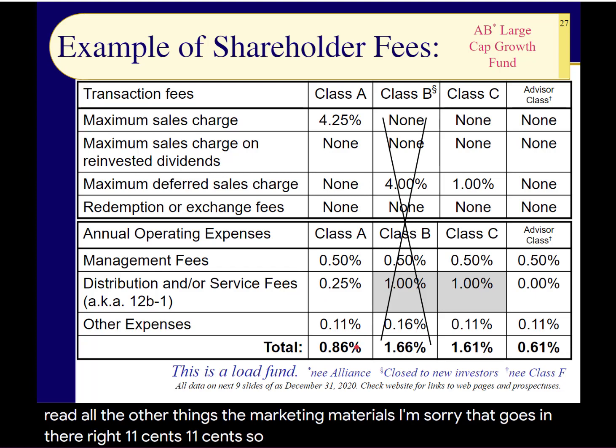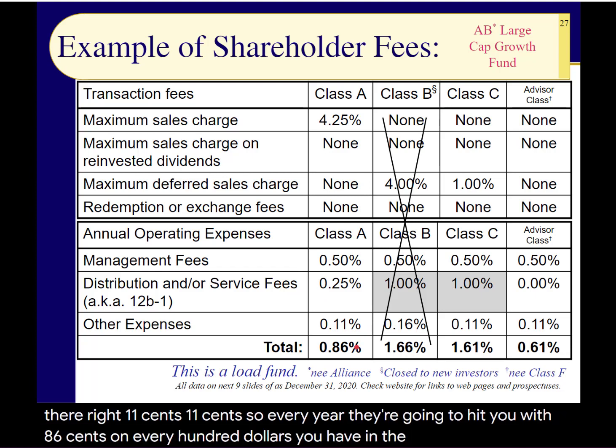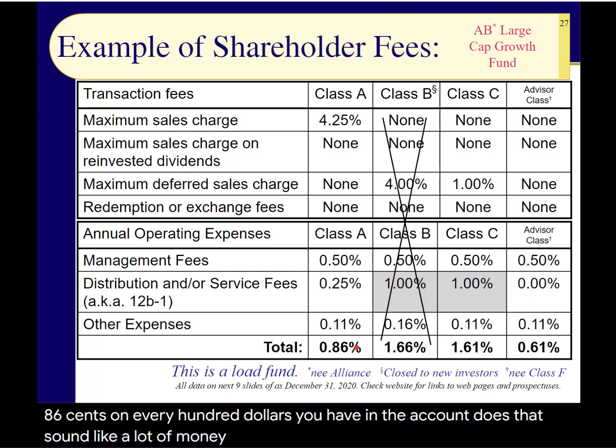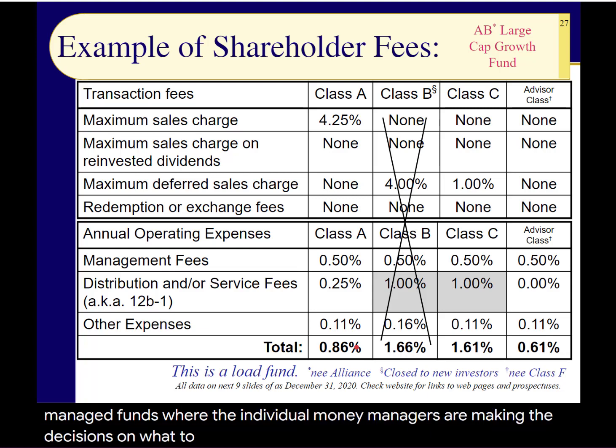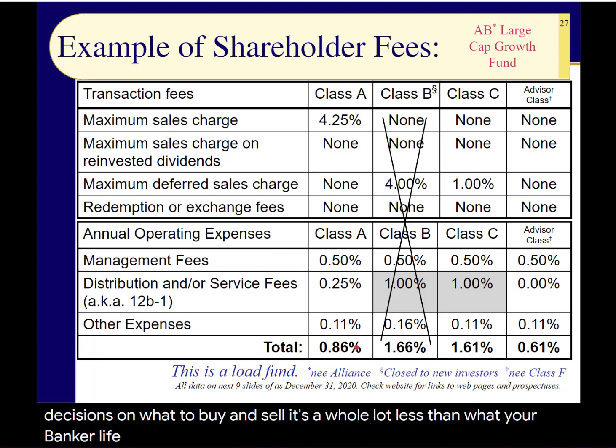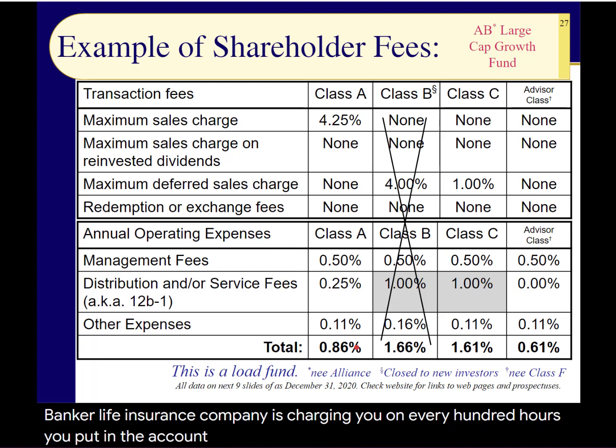So every year they're going to hit you with 86 cents on every $100 you have in the account. Does that sound like a lot of money? Well, it's actually fairly common for actively managed funds where the individual money managers are making the decisions on what to buy and sell. It's a whole lot less than what your bank or life insurance company is charging you on every $100 you put in the account.